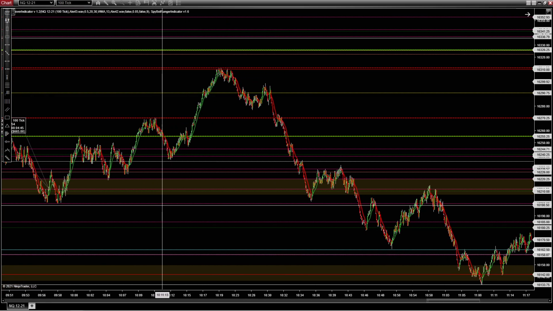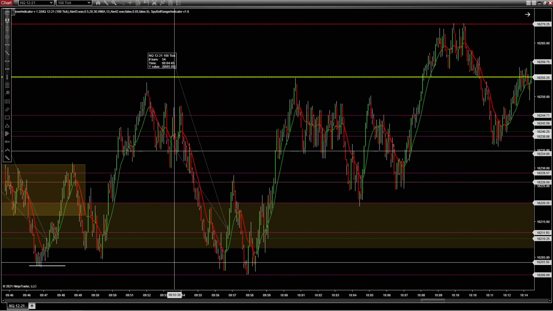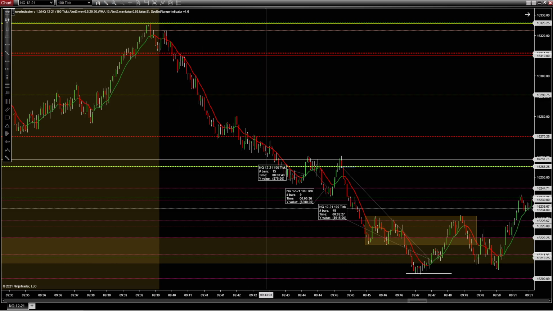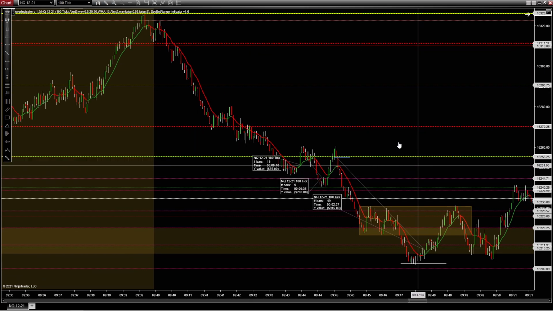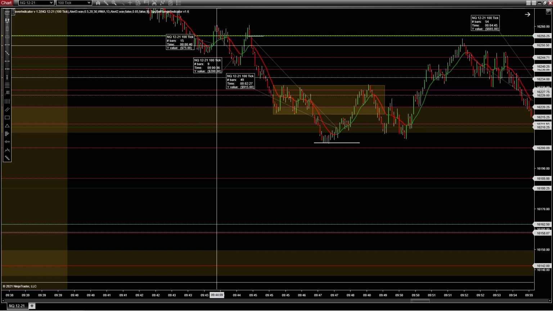So what I do is I trade the yellow to the red. And I trade it to where when it starts pulling back on me, I go ahead and get out, take a little bit of profit.